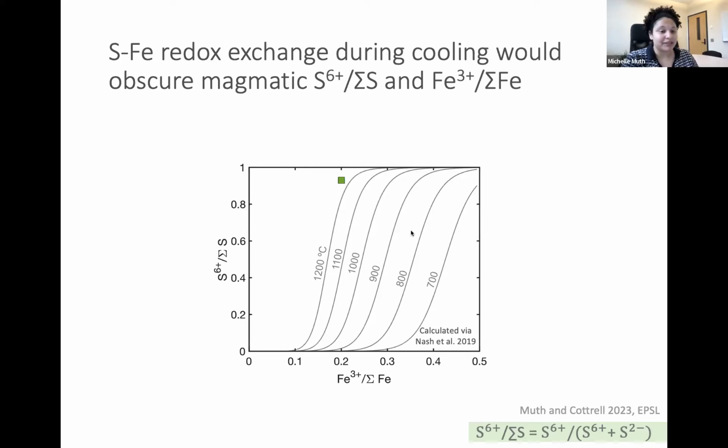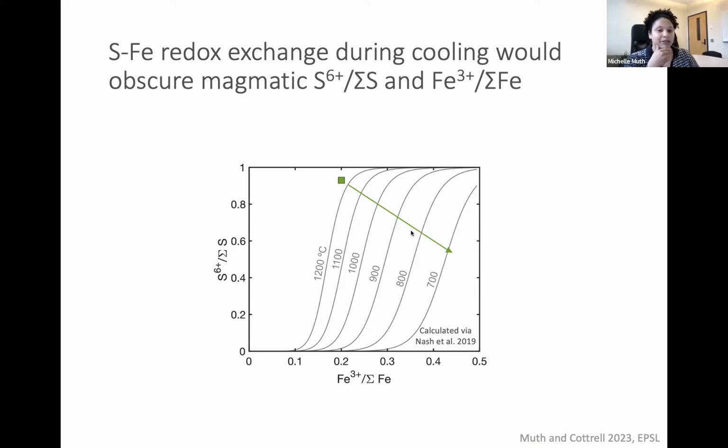And again, this model was proposed a few years ago, based on our best guess given the thermodynamic data we had available. What I'm showing in this green symbol is a representative value of the measurements that we can take of volcanic arc glasses, so usually melt inclusions from volcanic arcs. You can see that they're fairly sulfate rich and that they have roughly 20% ferric iron in them.